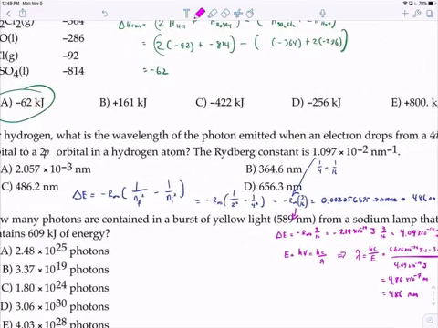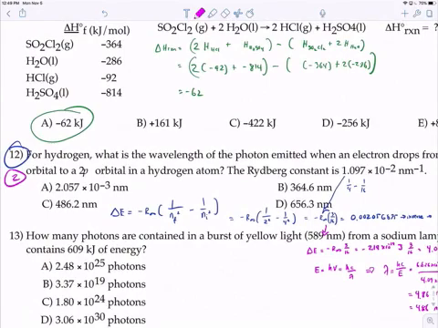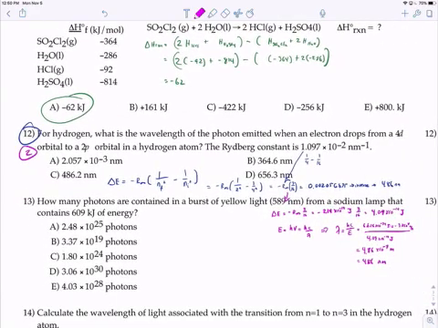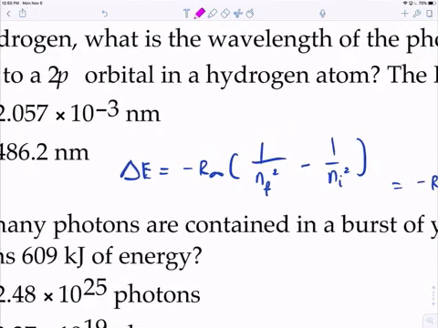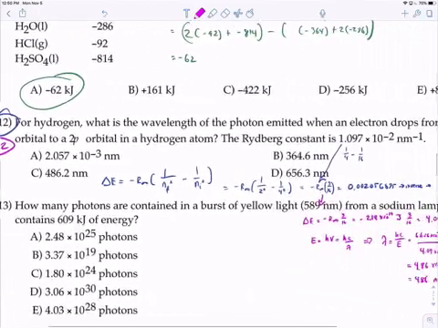So let me explain the easy way. And there is a problem just like this on the test. You're probably like, the easy way was way faster, but we've never seen that before. Okay, so going from a 4d to a 2p, what's the wavelength of light emitted? You're given the Rydberg equation that's given on the sheet. And I give you a Rydberg constant. There's also this constant here.